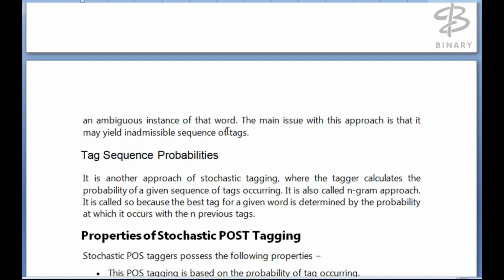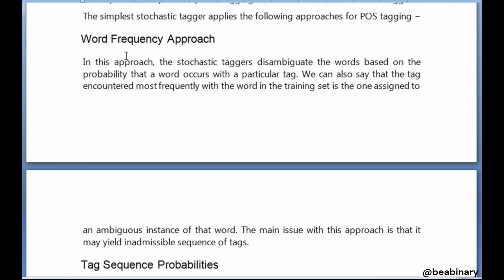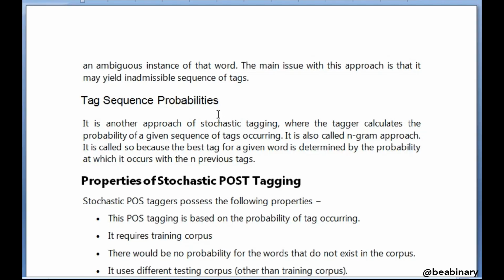And the main approach is that we have to make that inadmissible sequence of tags. Next, the word frequency and then the tag sequence probability. So another approach of stochastic tagging is where the tagger calculates the probability of a given sequence of tags occurring. It is also called the n-gram approach. Remember, we saw 1-gram, 2-gram and all n-grams in the first unit. So we will apply it with HMM.